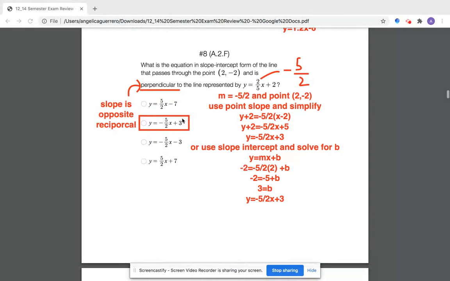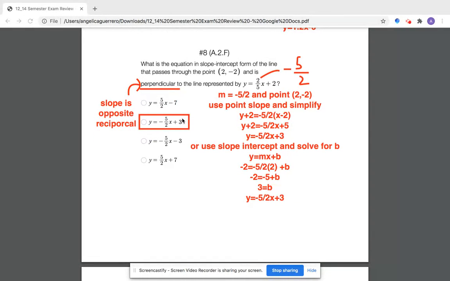Number 8, what is the equation in slope-intercept form of the line that passes through the point (2, -2) and is perpendicular to the line represented by y = 2/5 x + 2? So here you want to recognize perpendicular means the opposite reciprocal, so you flip your fraction and change the sign. So if the slope is 2/5, we're going to flip and change the sign, so it's going to become -5/2. So that's your new slope.